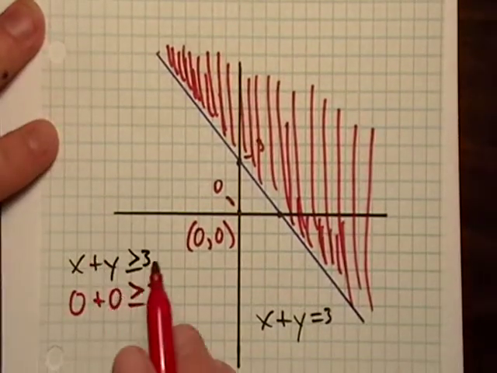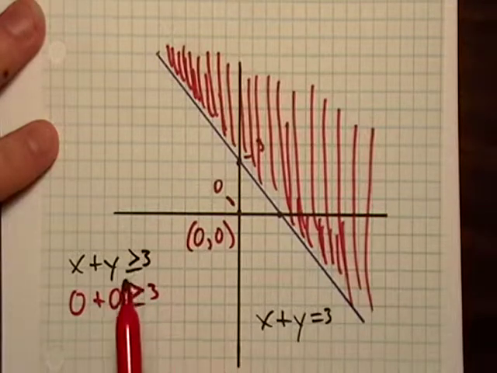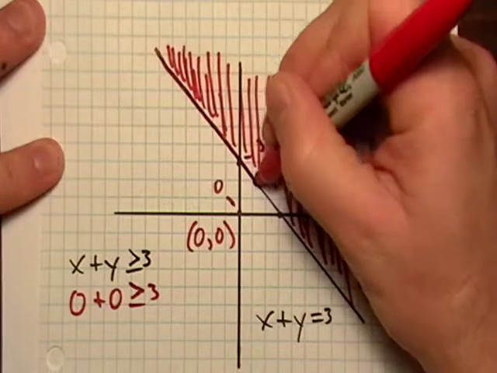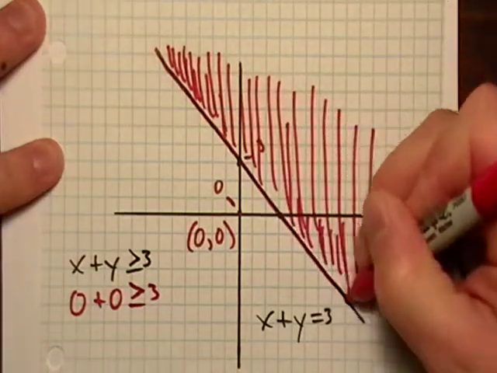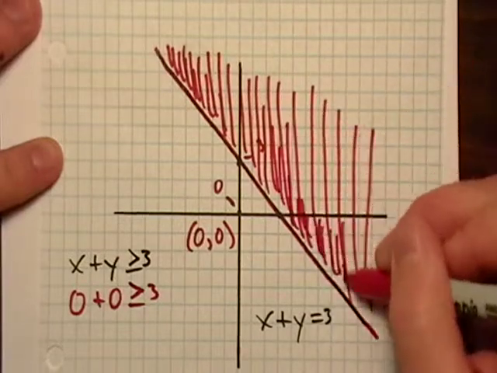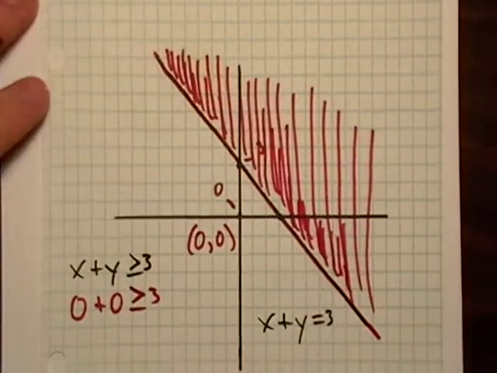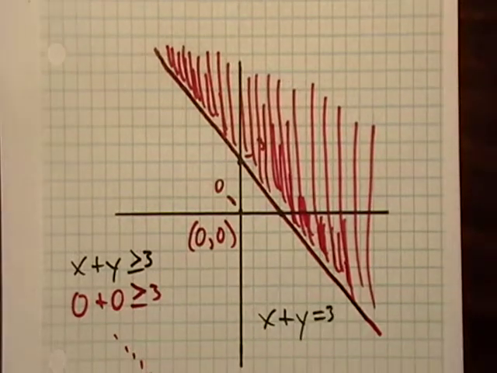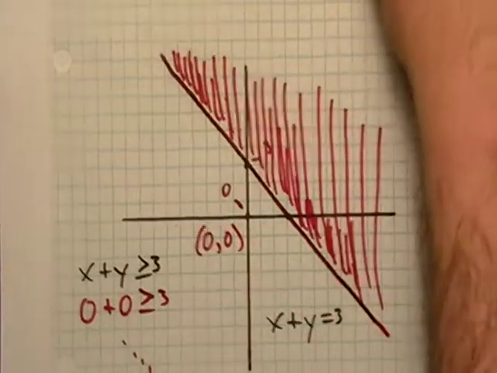The other thing to be aware of is the greater than or equal to sign. That means we also include the actual line. The actual line itself is included in the shaded region, so you might want to draw it like that. If it's not included, sometimes they like to draw a dashed line, and we'll do that if need be. So that's basically the gist of it right there.